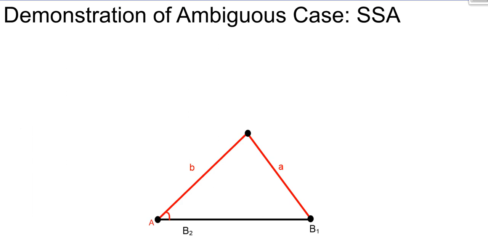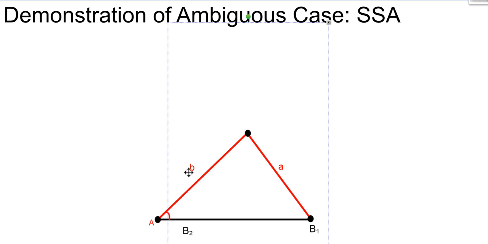The last thing I want to do here is demonstrate why SSA is bad. It's called the ambiguous case. Ambiguous means unclear. So if you have those three pieces of information, a side, side, and an angle, it might be unclear if you have a triangle at all. Here you can see I've drawn a triangle, and I tried to mark in red the pieces that were given. Let's say we know this angle A, and we know this side B, and this side A of a triangle. Here's why this is ambiguous.